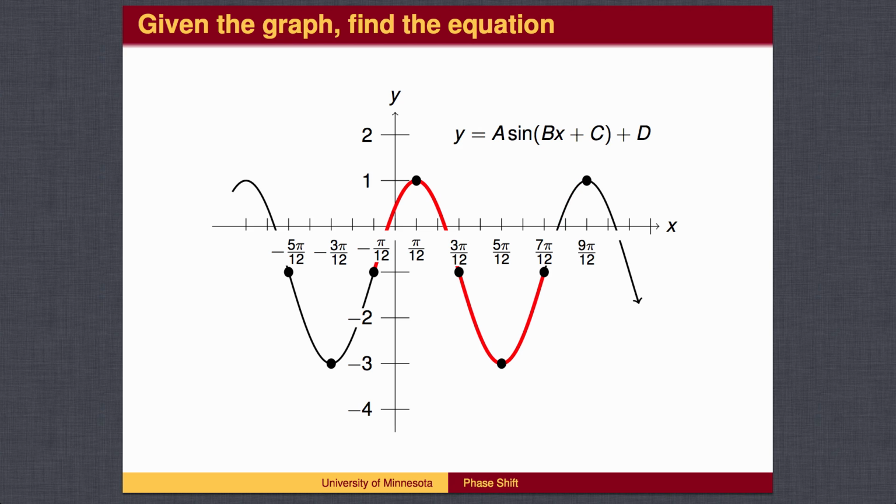Let's do this again, this time focusing on a portion of the graph that looks like a standard sine wave. The analysis of the amplitude, vertical shift, and period are the same as before. The amplitude is 2, the center line is at negative 1, and the period is 8 pi over 12, so b equals 3. This time, the phase shift is negative pi over 12, so negative pi over 12 is the value for x which makes the angle 0. We need to solve 3 times negative pi over 12 plus c equals 0, which gives c equal to pi over 4.